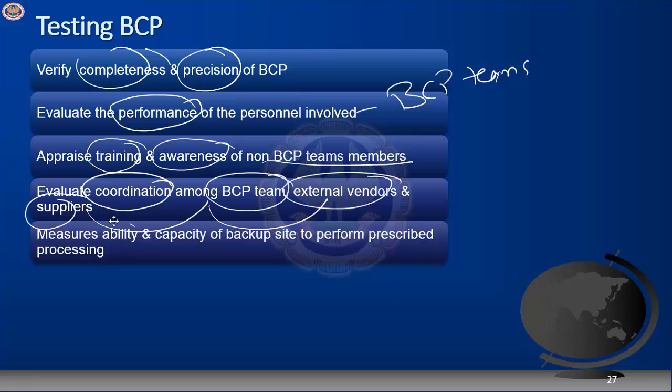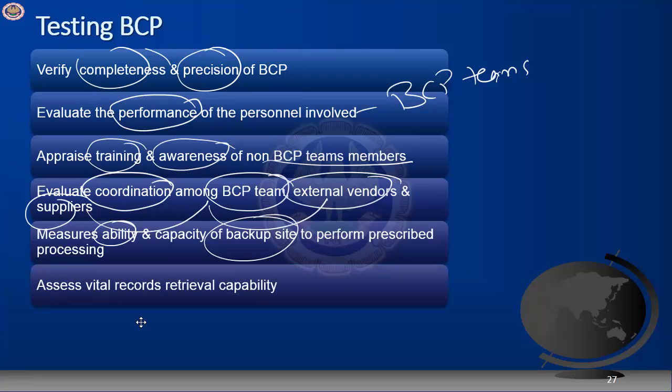It measures the ability, the capability or the capacity of the backup site. For example, you need to restore operations from the backup site, whether you're able to restore the continuous business operations. You also look at what are the vital records which are required for running the business, whether you're able to retrieve them. For example, you may have a backup which is kept offsite, and the backup is supposed to be working by restoring it.